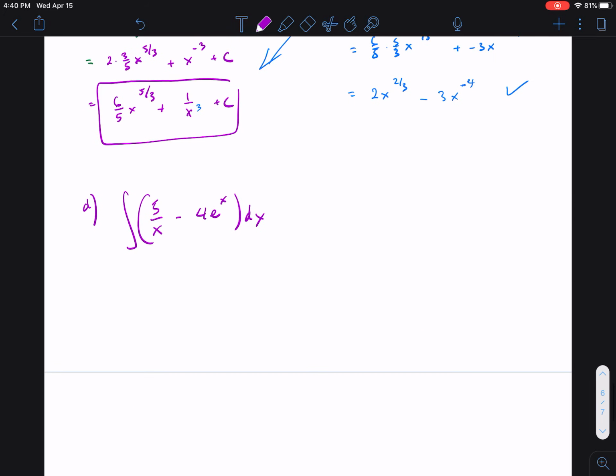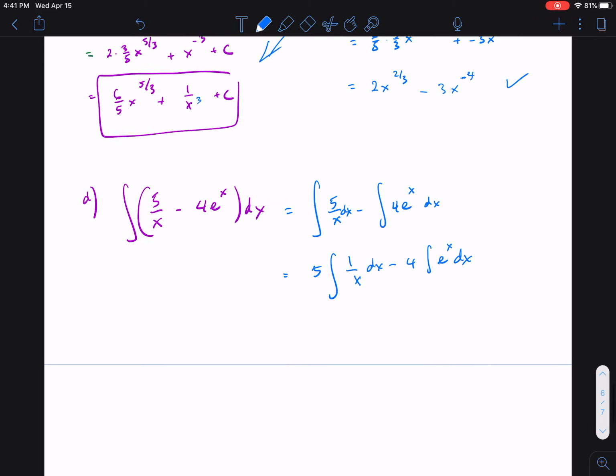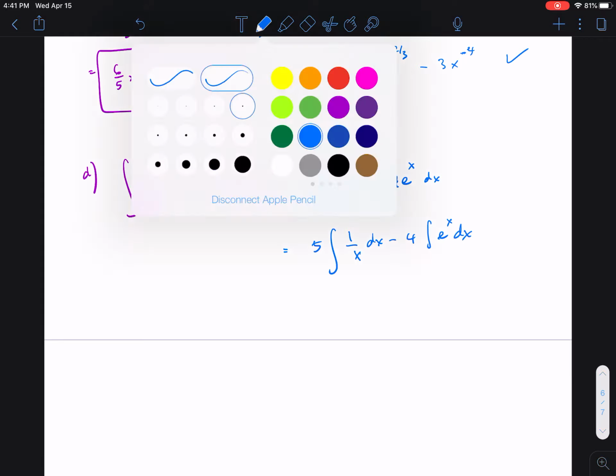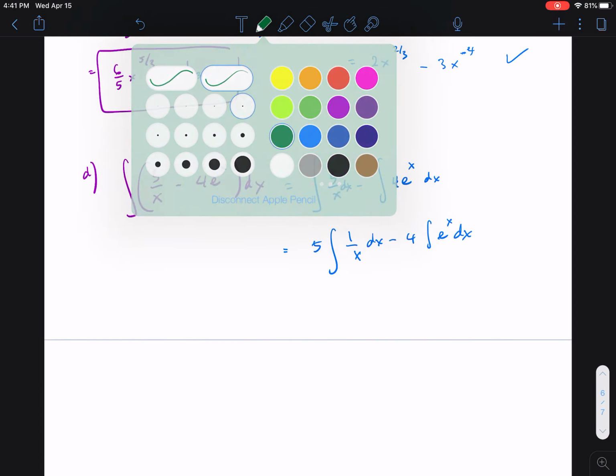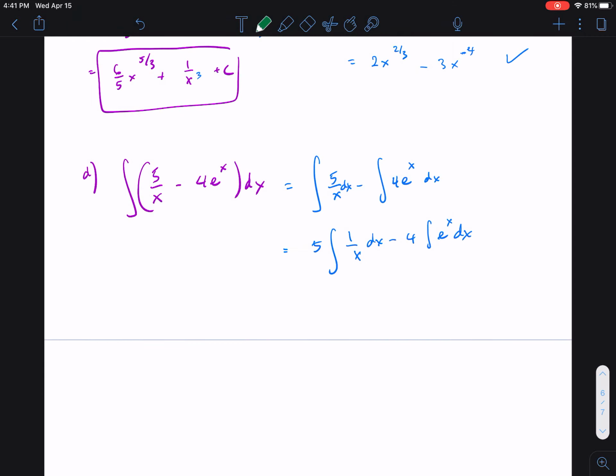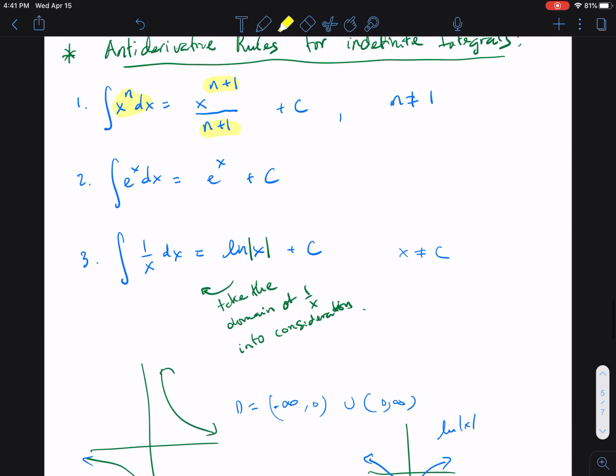First we separate this into 2 separate integrals. And then take out the constants: the 5, so we get 1 over x dx, and the 4. So we get 2 separate functions there, which makes it easier for us to identify which rule to use. We have the 1 over x rule there, and the e to the x rule there. We're just going to find those rules and then apply them.